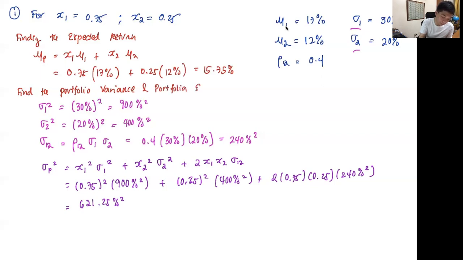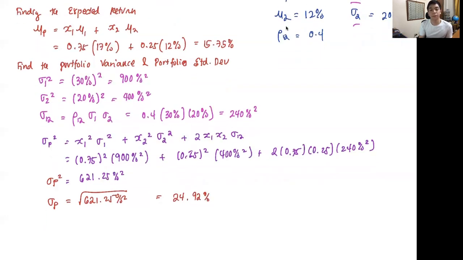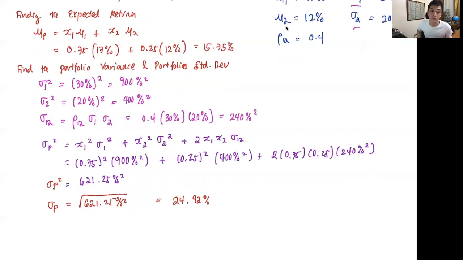Of course, we found the portfolio variance, and let's also find the portfolio standard deviation, which is just the square root of the variance. So sigma p is equal to the square root of 621.25% squared, and this will be equal to 24.92%, which is the right notation for a standard deviation. So that's how you get the portfolio variance and the standard deviation.